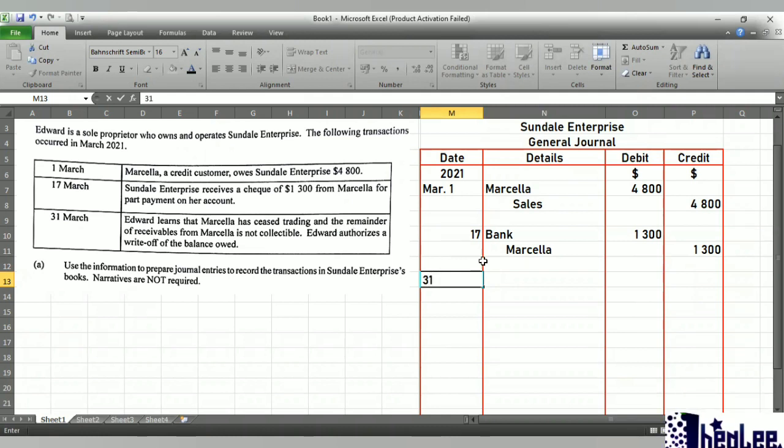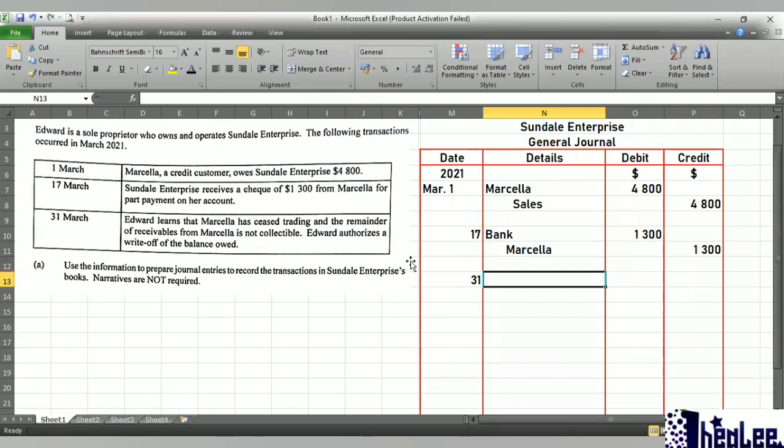March 31st, which is the final transaction: Edward learns that Marcella has ceased trading and the remainder of receivables from Marcella is not collectible. Edward authorizes a write-off of the balance owed. So on March 1st, Marcella was owing the business 4,800 based on the credit sales. She had paid $1,300 on the 17th. Having paid that 1,300, she's now owing the business 3,500.